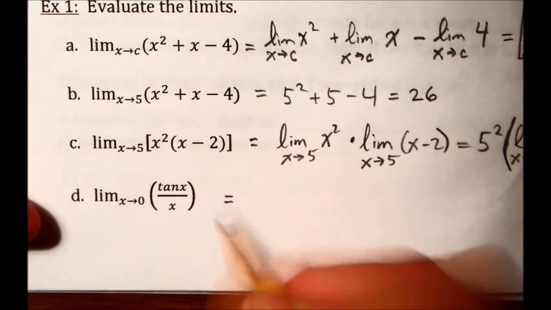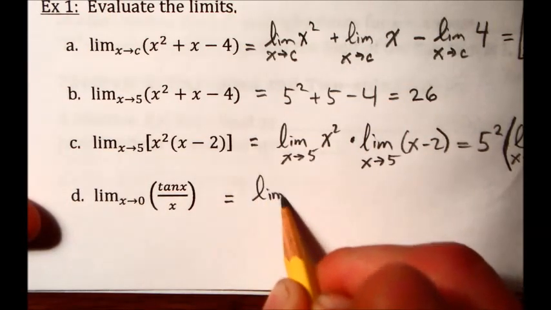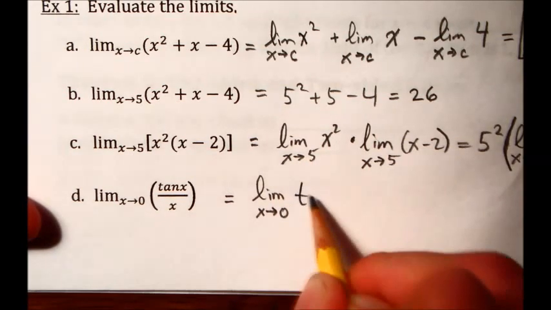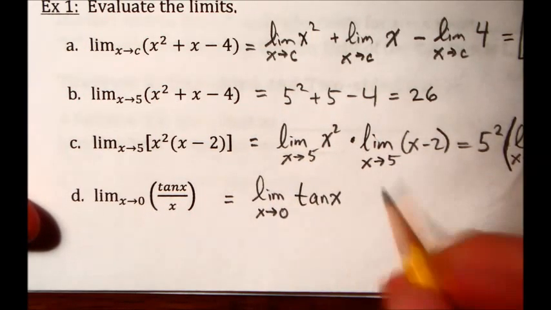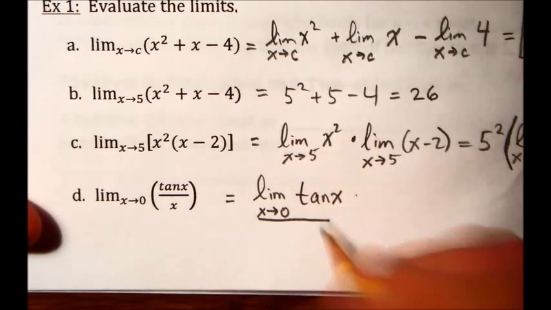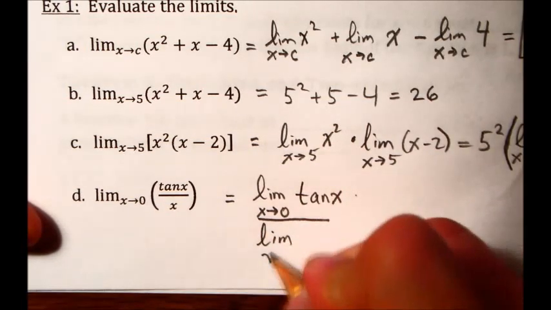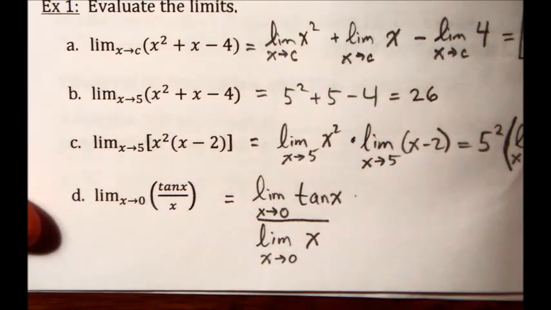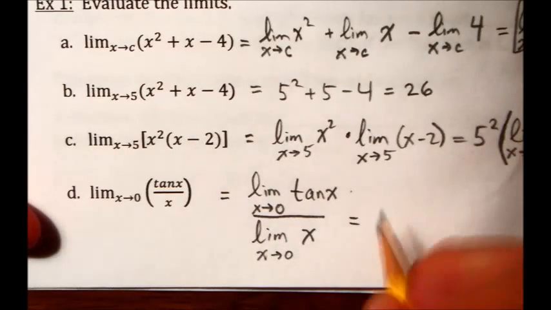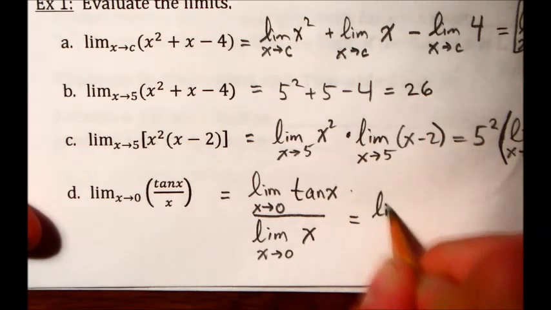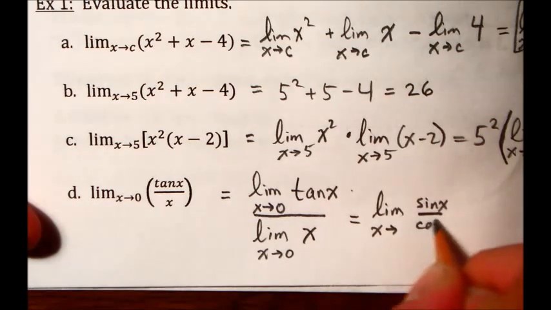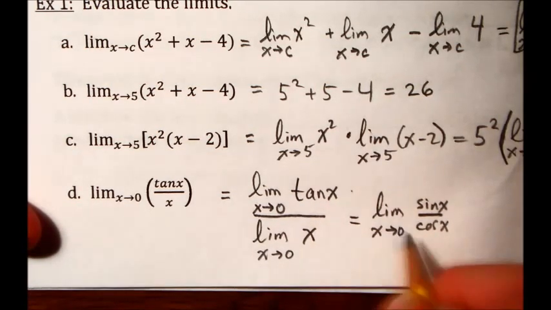So first thing I'm going to do is split this up. I'm going to put the x goes to 0 here. Okay, I'm going to write this as limit of tan x, and then divided by, we'll draw that under here. Like that. And then we'll go ahead and put in sine x over cosine x here. And this goes to 0.